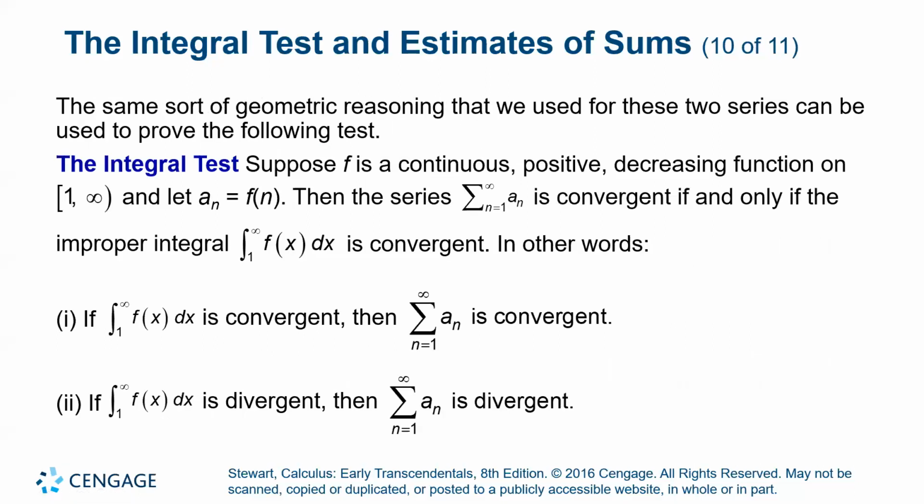Okay, so what did we just do? We just did 2 examples of something called the integral test. Suppose f is a continuous, positive, decreasing function from 1 to infinity, and let a sub n equal f of n. Then the series is convergent if and only if the integral is convergent, meaning it goes both ways. So part I says if the integral from 1 to infinity of f of x is convergent, then so is the series. And then the opposite, if that integral is divergent, so is the series.